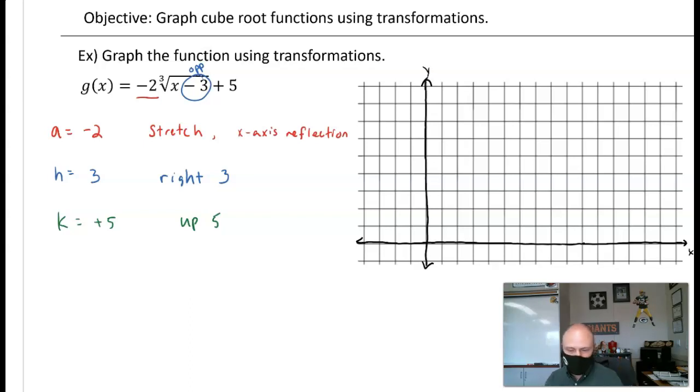Okay. All right. So we're going to go ahead graph our anchor point. So from 0, 0, I'm going to go right 3. 1, 2, 3, up 5. 1, 2, 3, 4, 5. So there we go. I hope I have enough room. 1, 2, 3, 4, 5, 6, 7, 8. Oh no, I'm off 1.